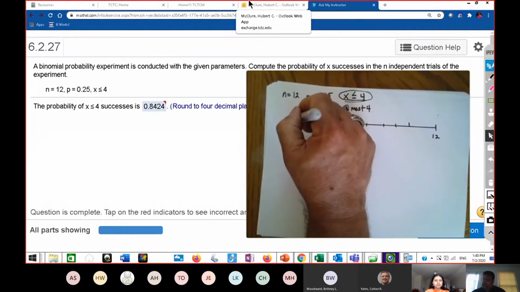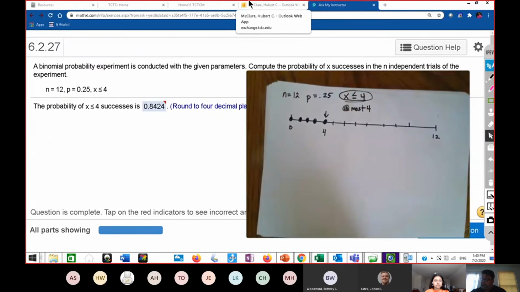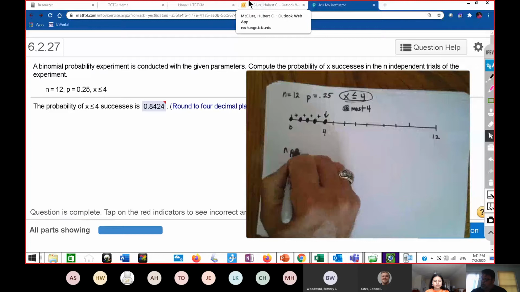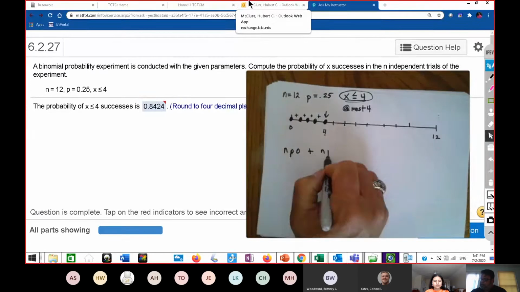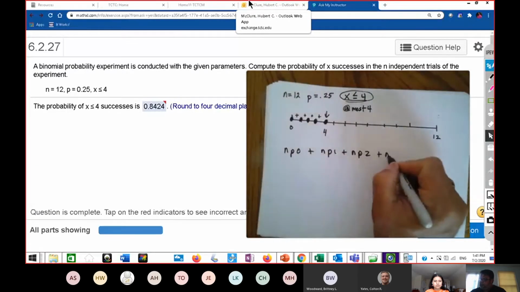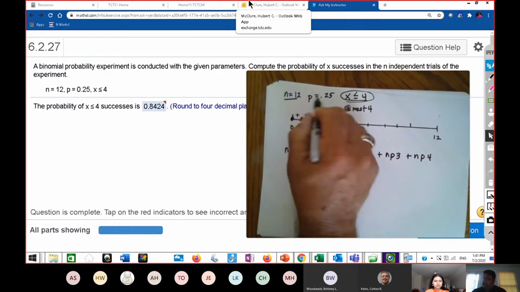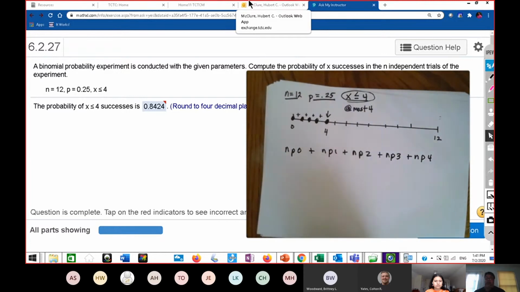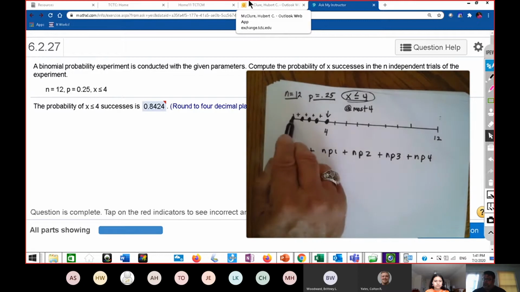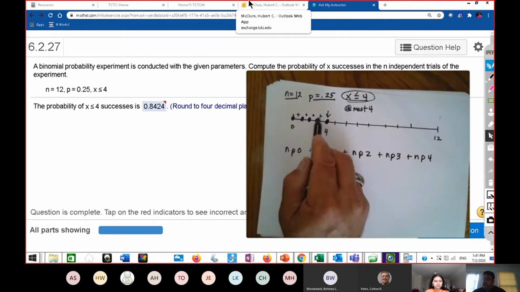Now I could type in each one and say nP0 plus nP1 plus nP2 plus nP3 plus nP4, using these two right there. I could do that in the calculator, or since, what is this called? When you take this one, then you take this one and put it with this one. You take this one and put it with this one and this one. What's that called?